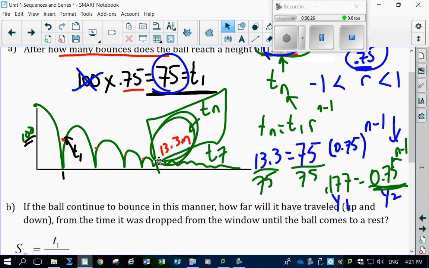So for the rest of this question, I'm going to make another podcast because this podcast is getting long. So this is a really nice way of reviewing how to find the term number when you're asked to find a height of how many bounces.